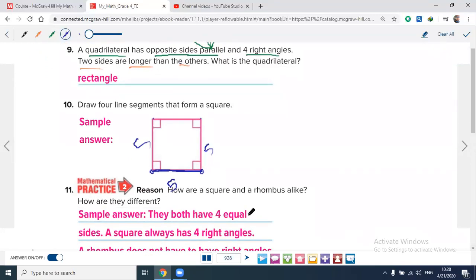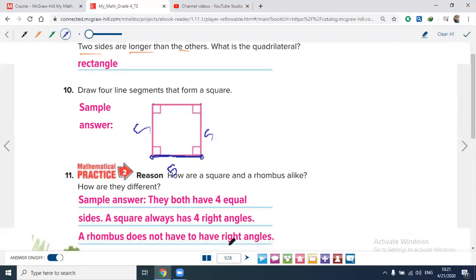How are square and rhombus alike? How are they different? They are alike because they both have 4 equal sides and each pair of opposite sides is parallel, and they are different in the angles. As you see here, they both have 4 equal sides. But a square has 4 right angles, and a rhombus does not have to have right angles.